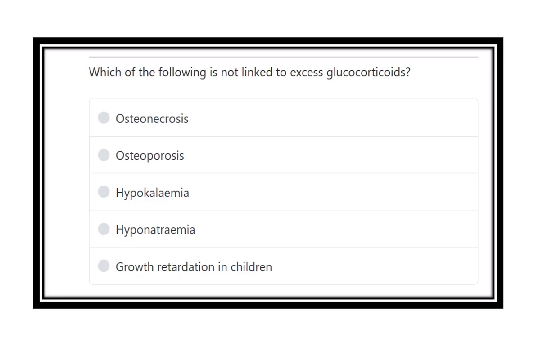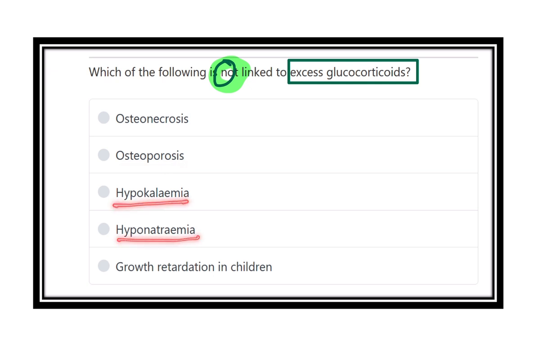Which of the following is not linked to excess glucocorticoid? That means excess glucocorticoid is one type of steroid. When there is excessive secretion of the glucocorticoid or excessive external administration of the glucocorticoid, what will happen? Here are the options which will not happen: osteonecrosis, osteoporosis, hypokalemia, hyponatremia, and growth retardation in case of the children.